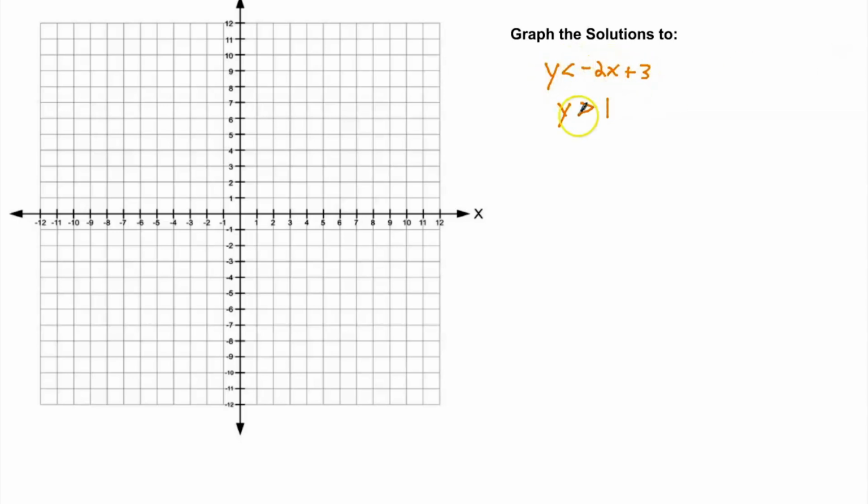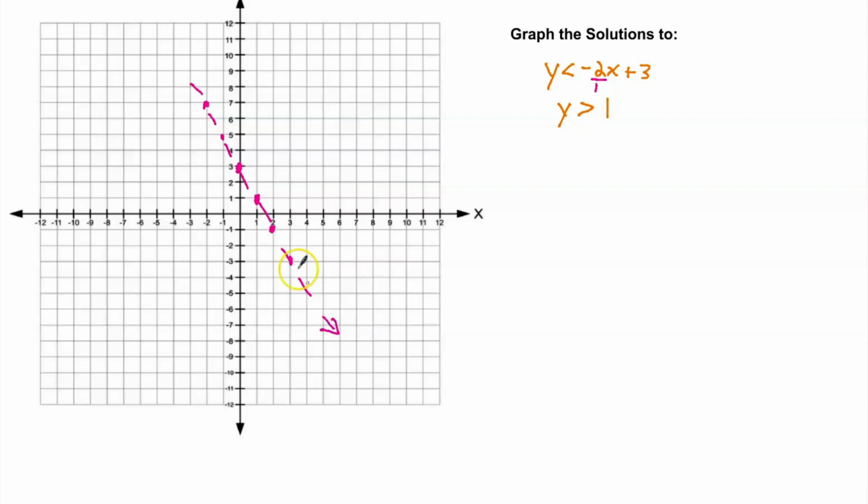y is less than -2x plus 3. So I'm going to graph it. Y-intercept at 3, slope of -2 over 1. So we're going to go down 2 over 1, and down 2 over 1, and then down 2 over 1. And then we'll go up 2 over 1 just to get a couple more points in there. And it is strictly less than, so that's going to be just a dotted line that goes through all those points.